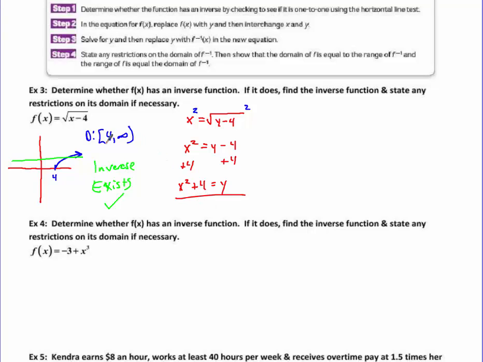But our domain for our original function can't use every single value. So if you look back up to the steps, which yours are on the previous page, it says state any restrictions on the domain of the inverse of f, then show the domain of f is equal to the range of the inverse of f, and the range of f is equal to the domain of f inverse. So go back over here. What's the range of our original function? It's 0 to infinity.